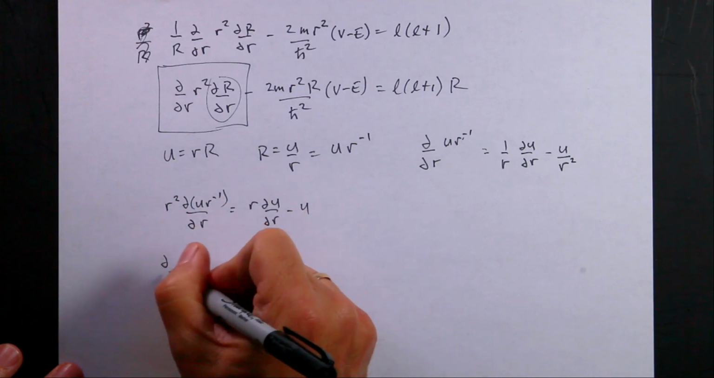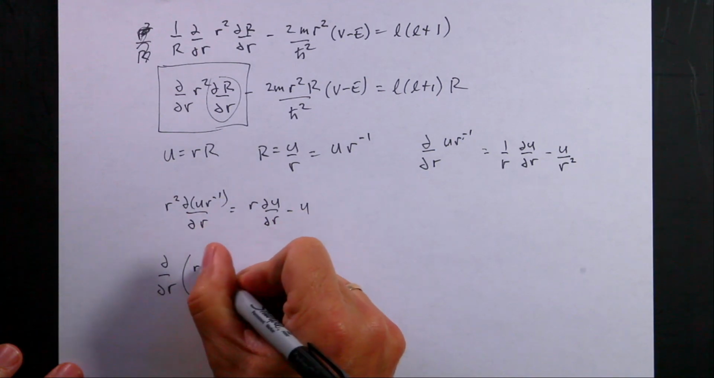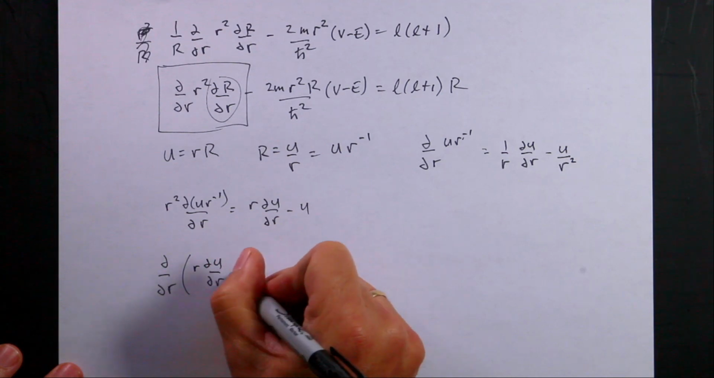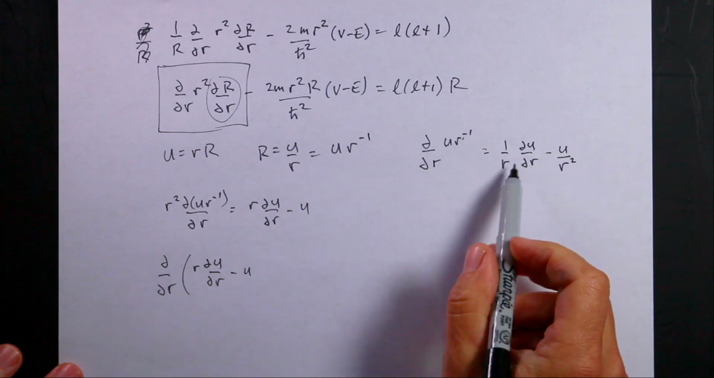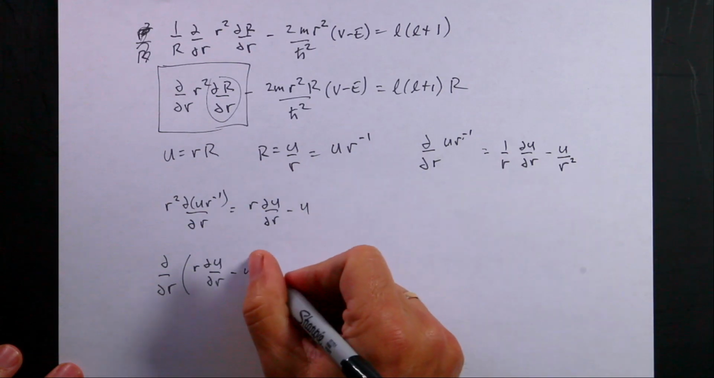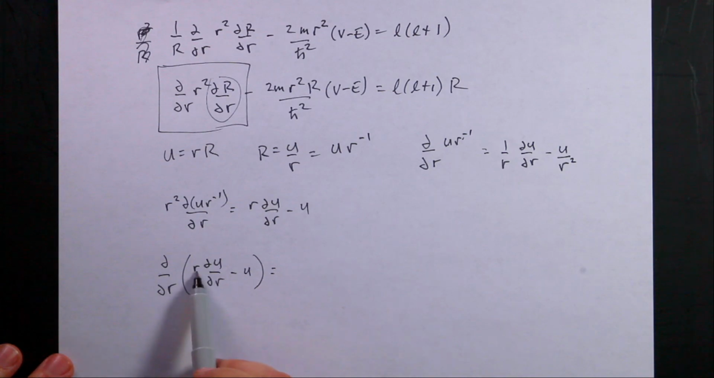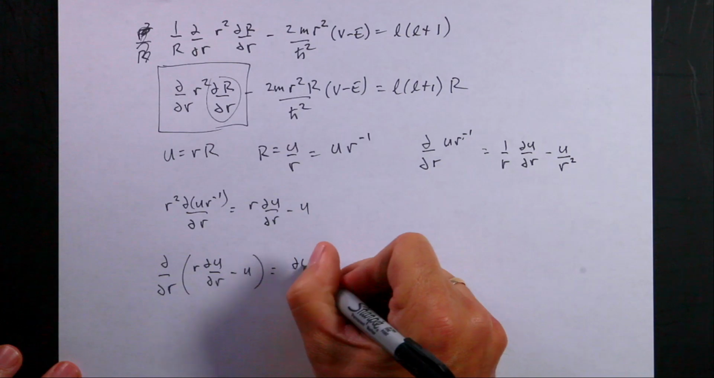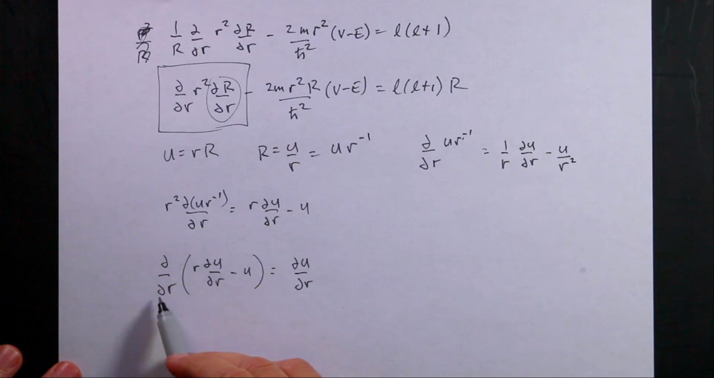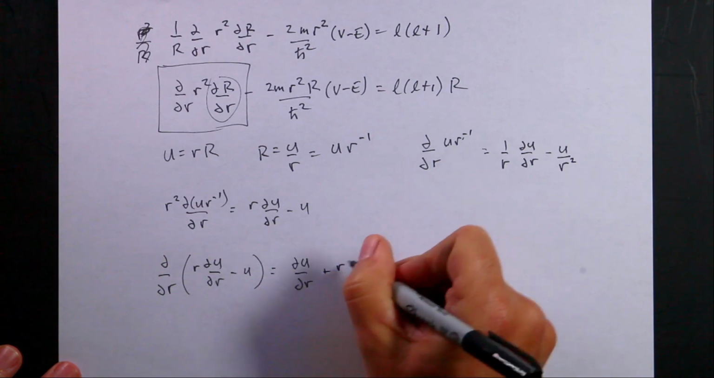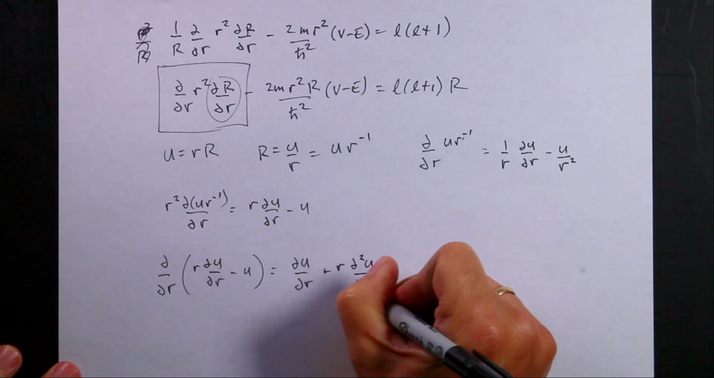So the partial with respect to r of r times the partial of u with respect to r, minus u, is going to be, okay, I have to first do a product rule right here. So I take the partial of r with respect to r times that. The partial of r with respect to r is 1, so I get the partial of u with respect to r. Now I need to take r times the partial of the partial of u with respect to r, with respect to r. So it's going to be plus r times the second partial of u with respect to r.